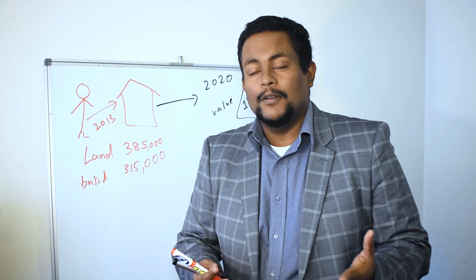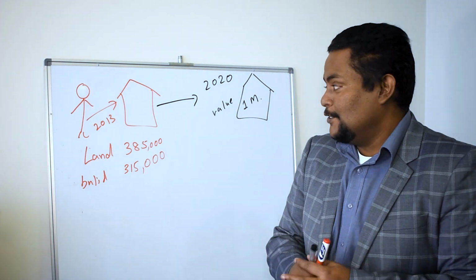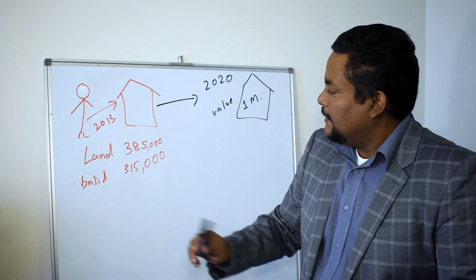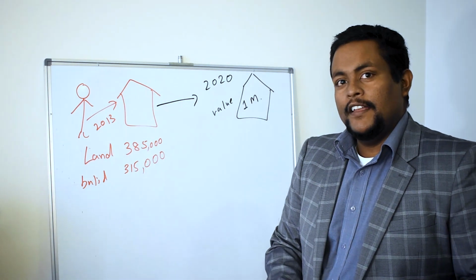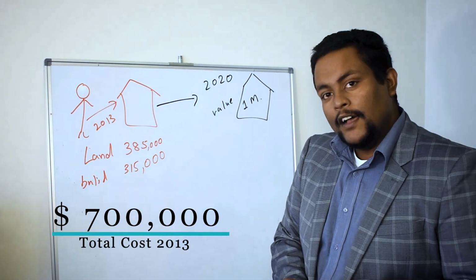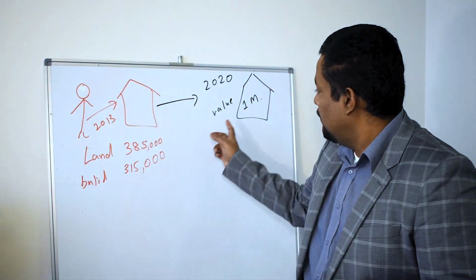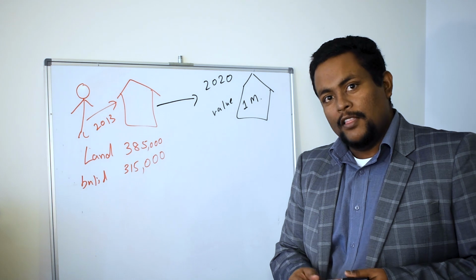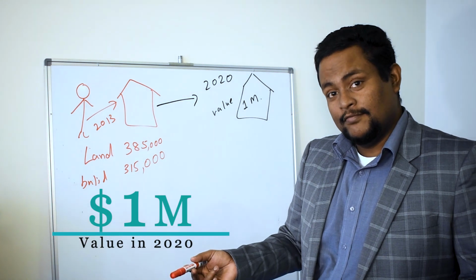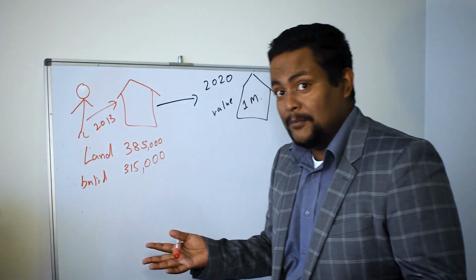This is a hypothetical example, or actually it's my friend's story. His property value has gone up, right? He bought his land in 2013 at 385,000, and it cost him about 315,000 to build the house. Today he did the valuation, and he thinks the house is worth around 1 million, and he thinks that he made 300,000. Do you agree? I'm not too sure about it, but let's do the numbers.